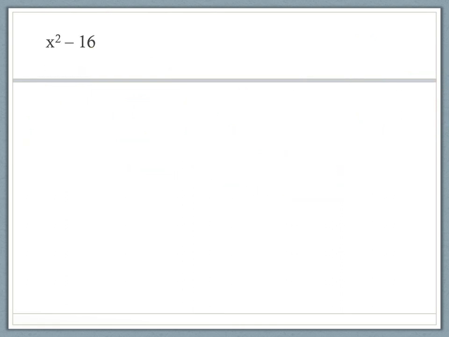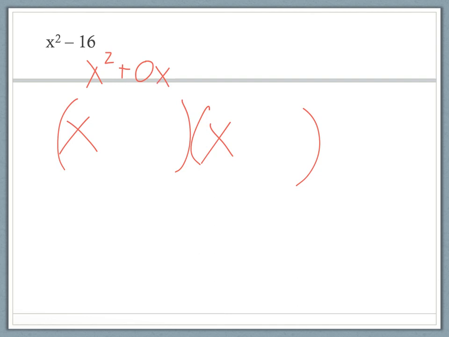All right, so now let's look at this one. We set up the same way that we did. We have x and x since we want it to be x squared. Now you got to be careful here. This is x squared. It doesn't have a b term, so technically that b term is just 0. So think, what things multiply to negative 16 but add up to 0?